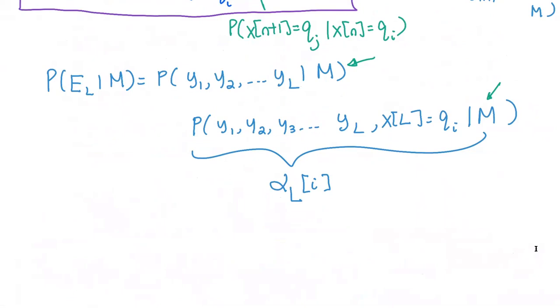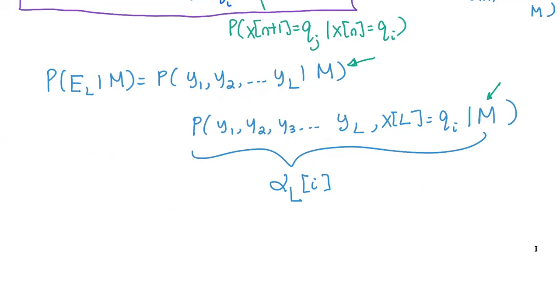Right, so this is the probability of y1, y2, yl given m. This is y1, y2 all the way up to yl, xl given m. So what can I do here to get to here? Take the sum over the Qis. Exactly, right? So I need to marginalize.